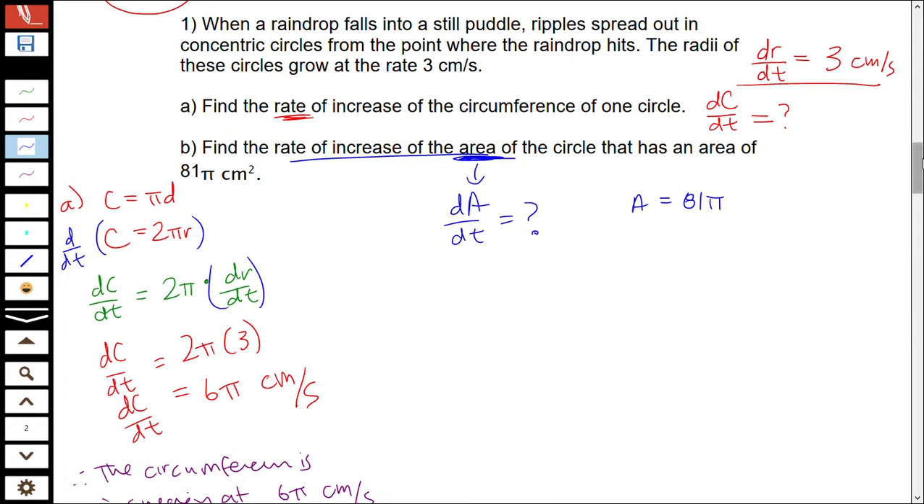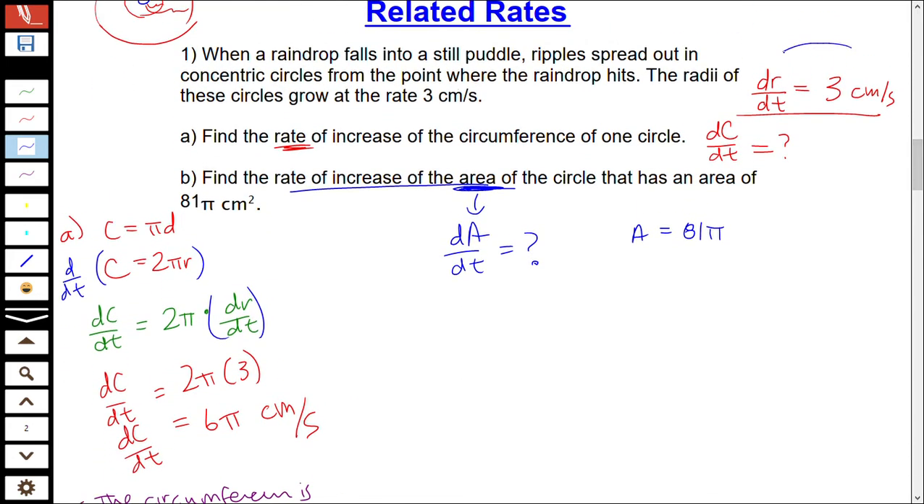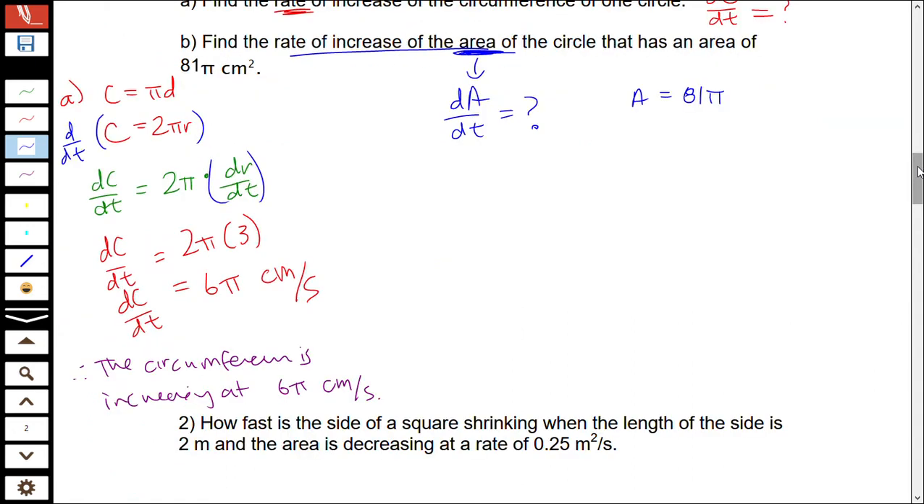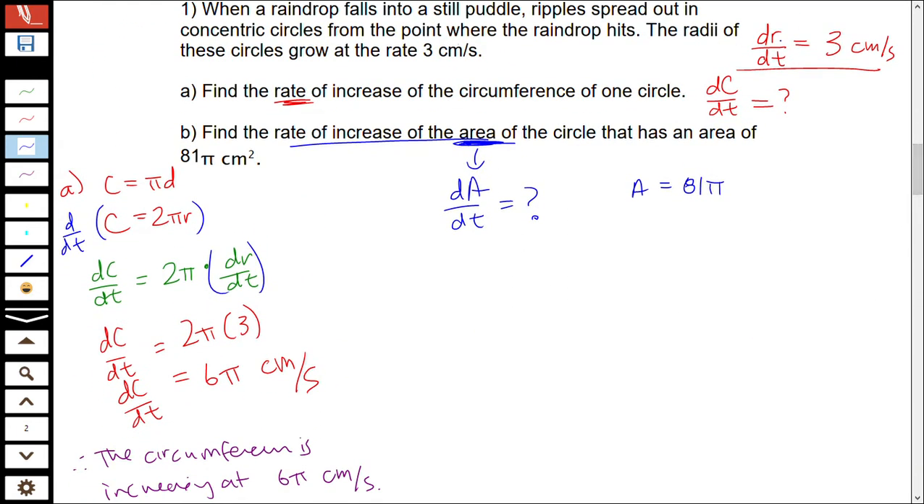Okay, and back to our question, we know that our rate of the radius is given, because that's going to increase at a constant rate, but then the area won't. But we can work with this. We can work with the radius and get our area. So just like how we related the C and the R together, how can we relate the A and the R together? So we can do that by finding the area of the circle.